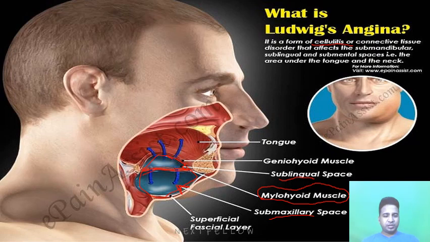As you can see in this diagram, this complete area is our tongue. The area below the tongue in the neck is the submandibular area, and cellulitis of this space is known as Ludwig's angina. I am repeating, this is not an abscess. Usually we get confused that Ludwig's angina is an abscess. No. According to the criteria for Ludwig's angina, it is a cellulitis of the submandibular space.